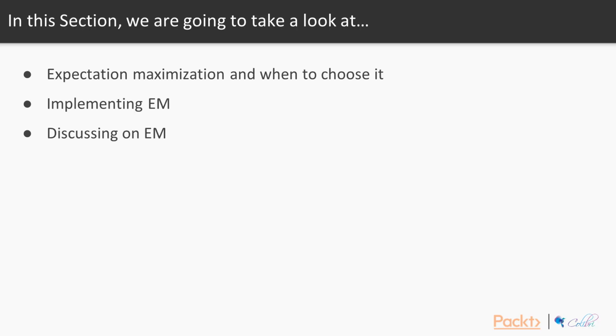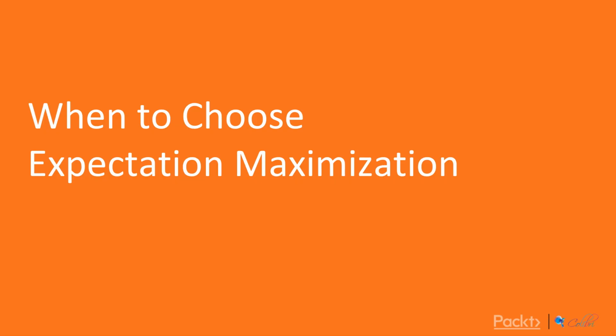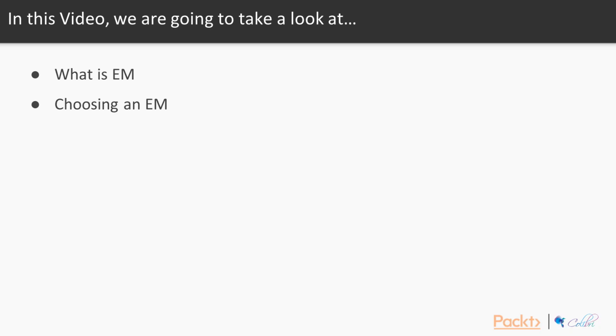So in this section, we're going to take a look at what is EM and when do we choose it. We're going to then be implementing expectation maximization, and then we'll have a discussion on expectation maximization. So, when to choose expectation maximization, video 4.1. And in this video, we're going to take a look at what is EM and when do we choose it.